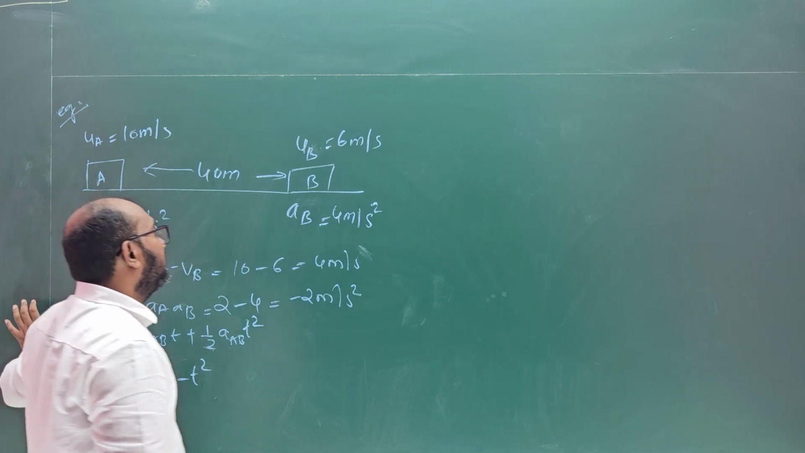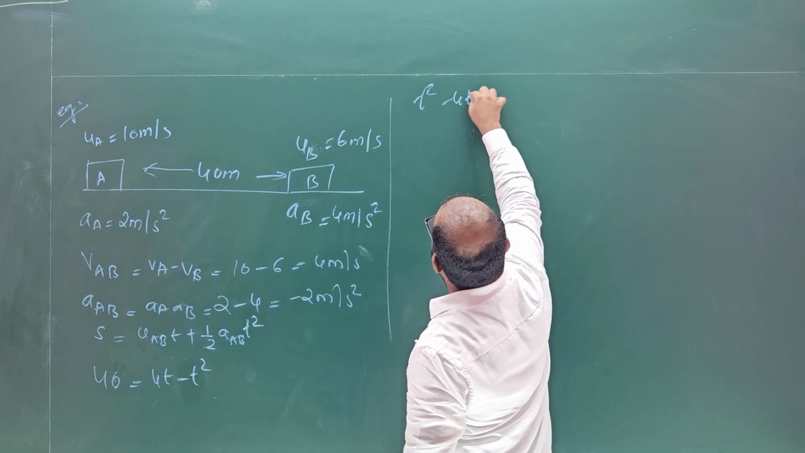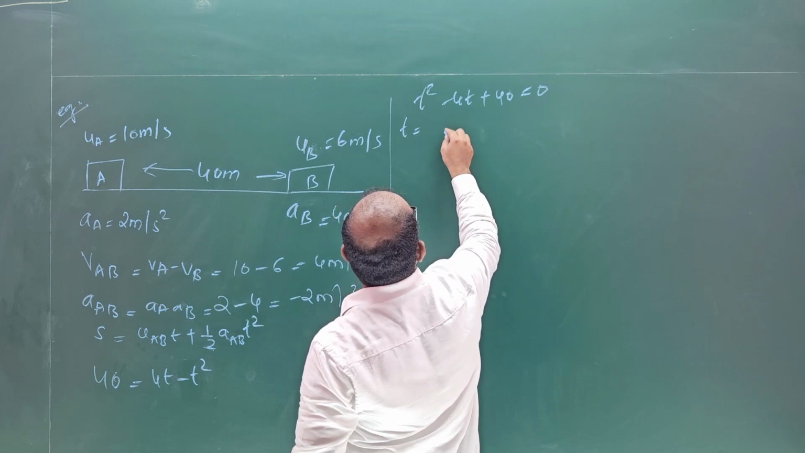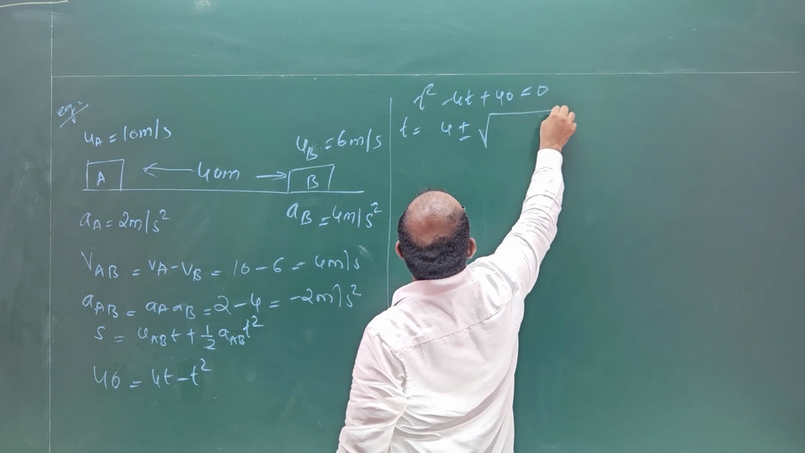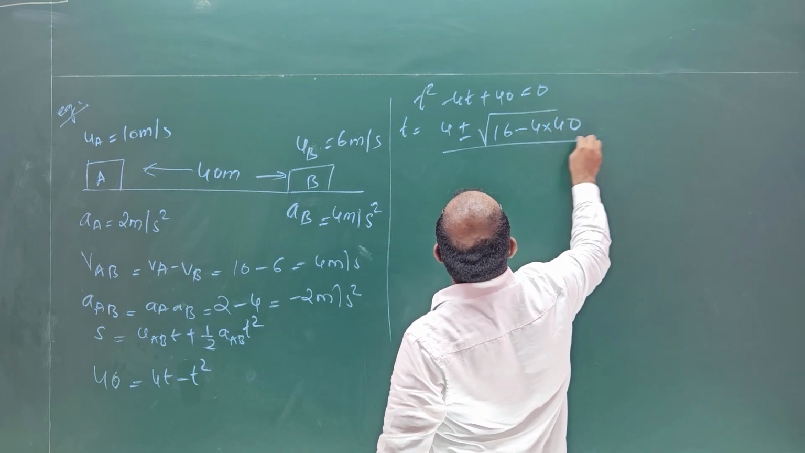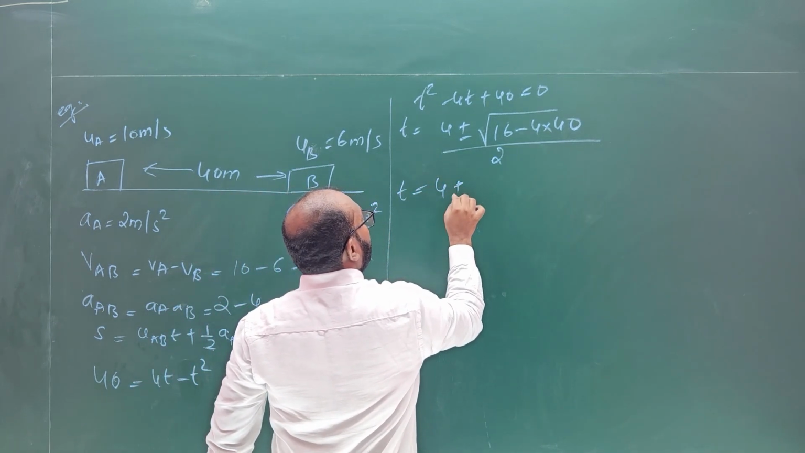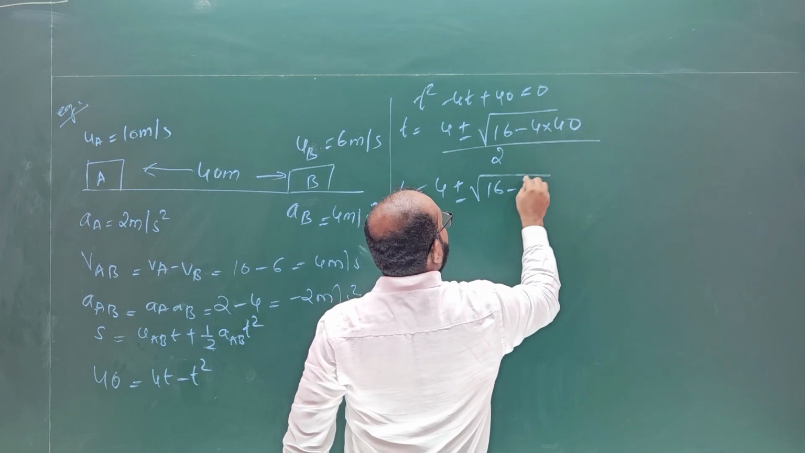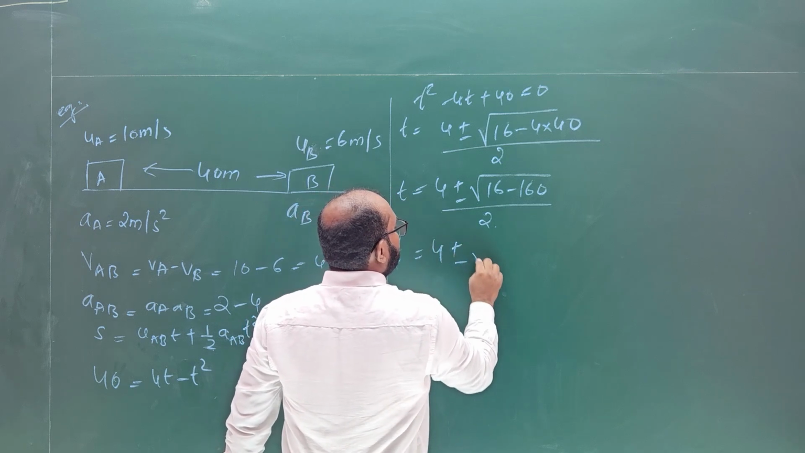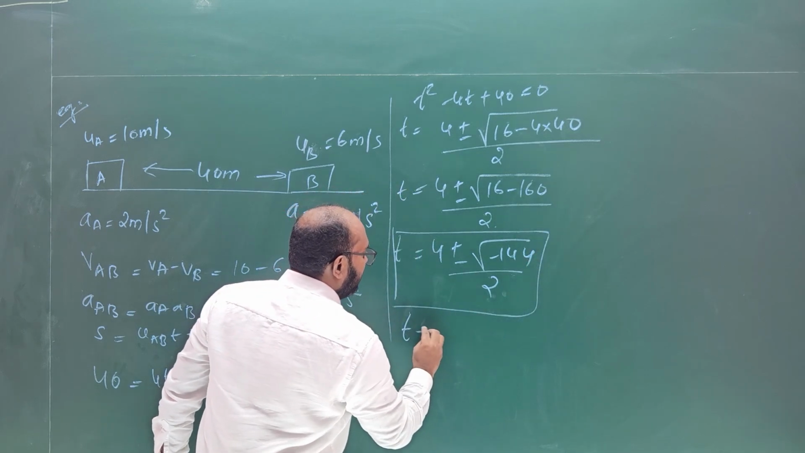So you got the equation like T square minus 4T plus 40 is equal to 0, or T is equal to, can I write, 4 plus or minus under the root of 16 minus 4 into 40, upon 2. Yes, and T is equal to 4 plus or minus under the root of 16 minus 160, divided by 2. T is equal to how much? 4 plus or minus under the root of minus 144 upon 2. Whatever you do, your time will be negative.